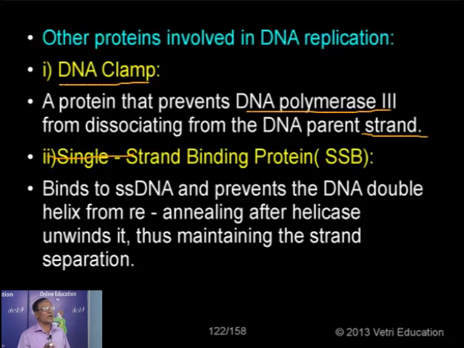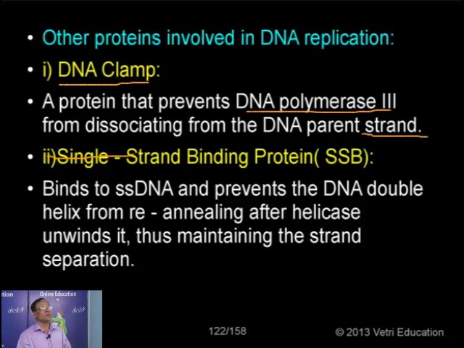For replication to proceed with the synthesis of DNA, this DNA polymerase should be bound with the template strand, or the parallel strand. Now this DNA clamp is a protein which prevents DNA polymerase 3 from dissociating from the parent DNA strand. So for continuous synthesis of DNA, DNA polymerase 3 should be bound with the template strand. I will show you the picture.